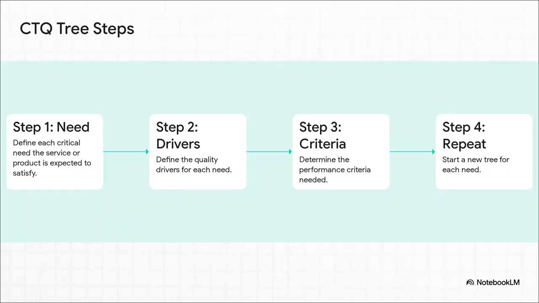You know, this is one of my favorites. The critical to quality tree, or CTQ tree, is how you translate a vague customer request, like I want a good phone, into specific, measurable requirements. You start with that big need, you break it down into what drives quality, and then you set the actual performance targets. It makes sure you're working on what truly matters to the customer.